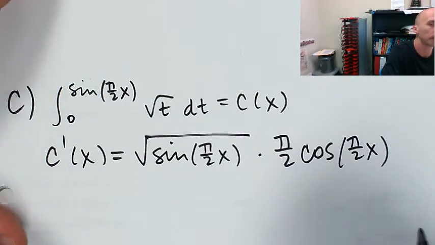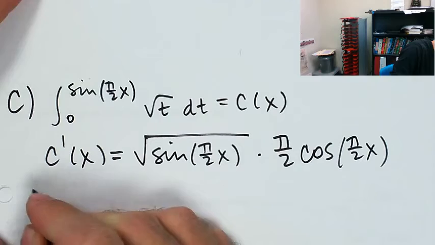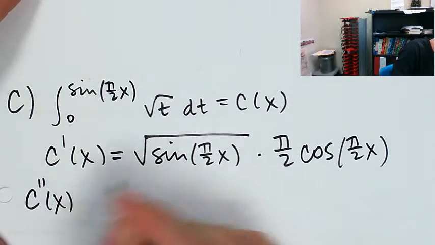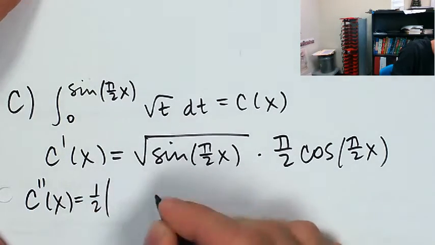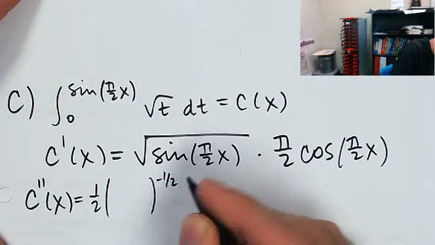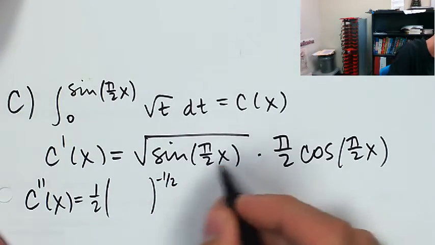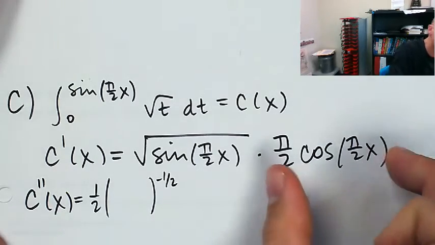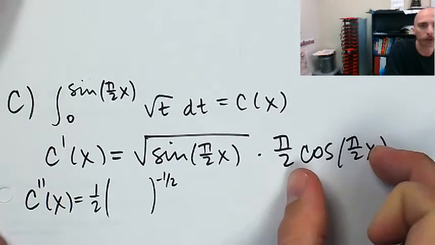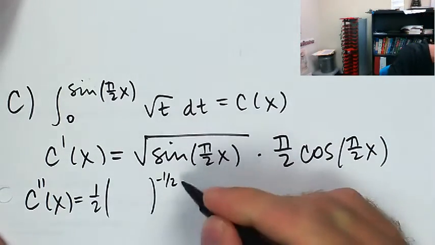And the second derivative of this thing, okay. I'll take the derivative of this one first. That's going to be 1/2 of that thing to the negative 1/2 times the derivative of sine of pi over 2x. But I already know that's going to be this, and so I'm going to leave that the same for the product rule, and so I'm going to just have that squared.